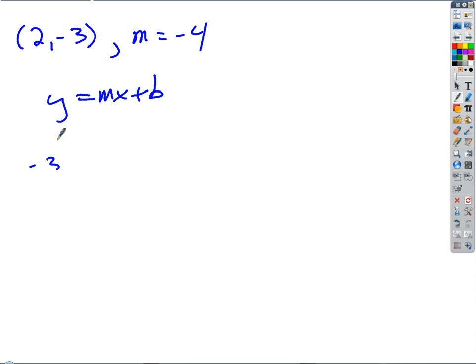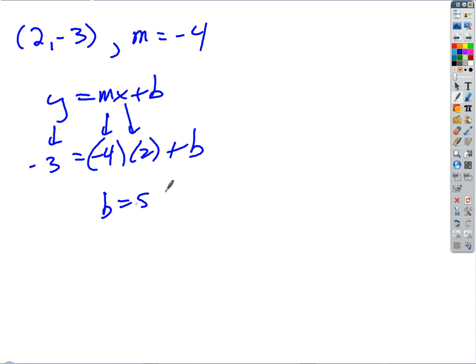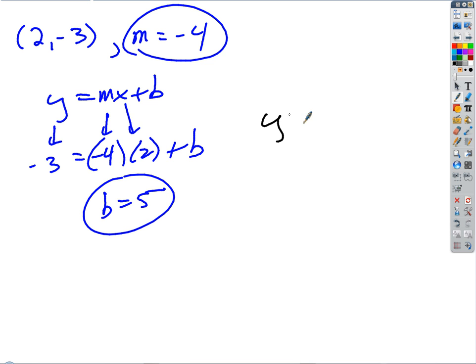So I get -3 equals -4 times 2 plus b. So what's b? 5, okay, so b is 5. And there are my ingredients. B is 5, m is -4, so y equals -4x plus 5. How about that? Good stuff, huh? Victory. We'll talk more about this, and I'm going to draw you some funky pictures on Monday or Tuesday. We'll get into much more detail with this.